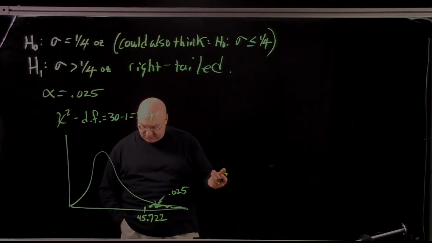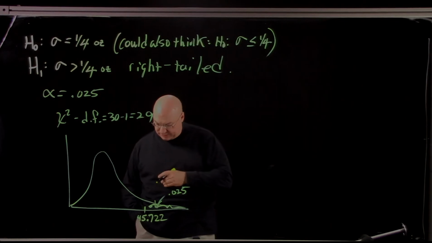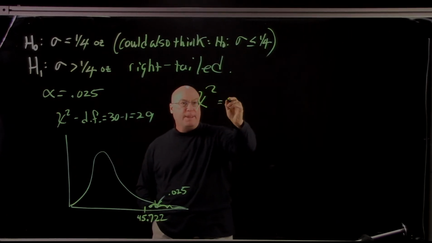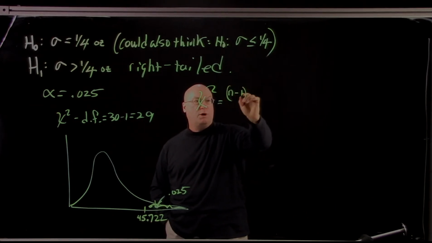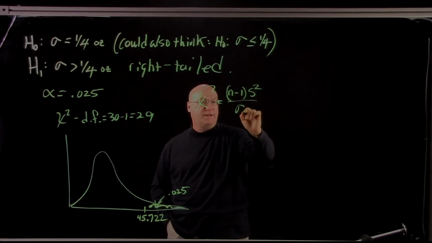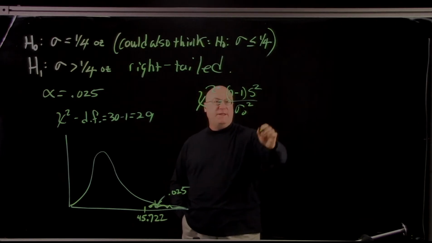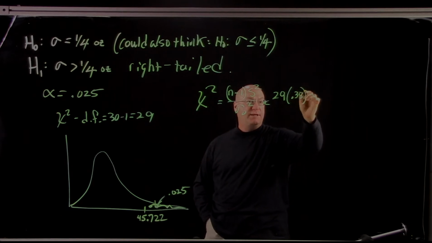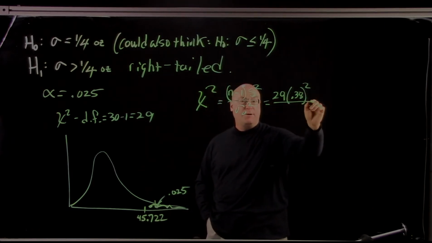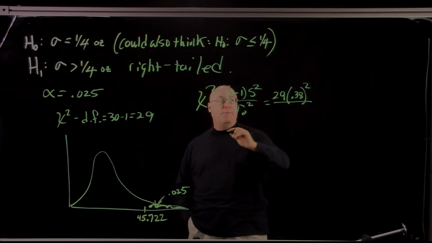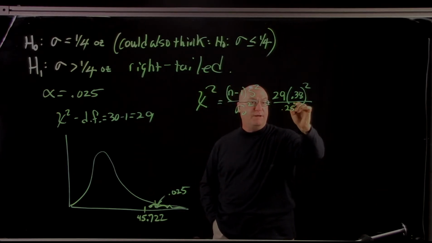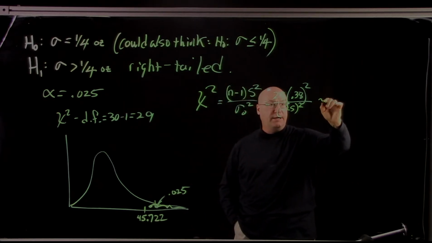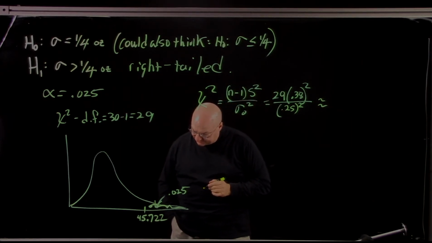We take a sample of size n equal 30, and we get S to be 0.38. So the test statistic is a chi-square random variable, and it is calculated as n minus 1 times S squared over sigma naught squared. That's 29 times 0.38 squared over sigma naught squared, which is 0.25 squared, right? And if you work that all out, you get about 67.